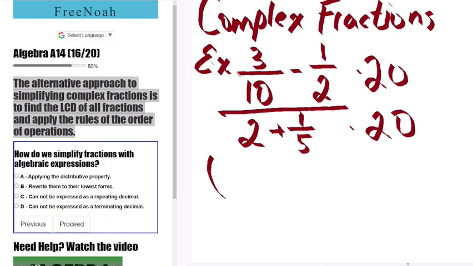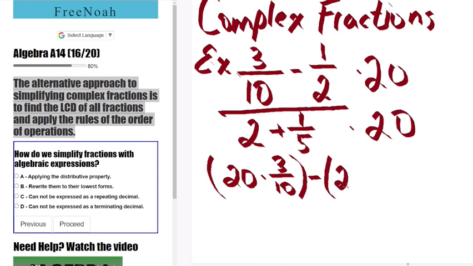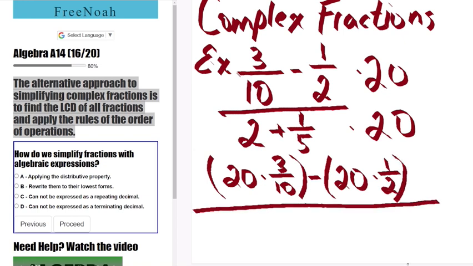So let's open up a new bracket and distribute this 20. So in parentheses, we're going to write 20 times 3 over 10, close those parentheses, minus, open up a new parenthesis bracket and write 20 times 1 over 2. Close that parenthesis bracket, divided by, and we're going to distribute the 20 into the denominator.